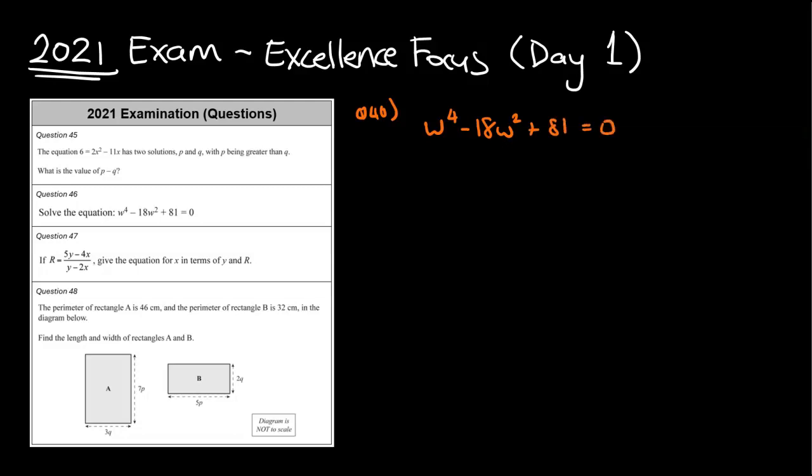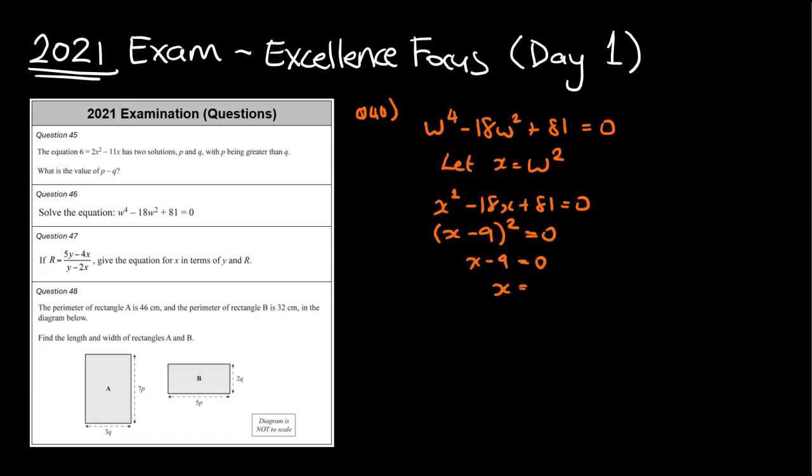So when I did this, I did something called solving with substitution. So what I'm going to do is I'm going to let x equal to w squared. So that means this here will become x squared, and this here will become x. So let's do that. So we've got x squared minus 18x plus 81 equals 0. This here is quite an easy quadratic to solve. That's going to be x minus 9 squared. And based on that, that's equal to 0, we're going to have x minus 9 equals 0. So x is equal to 9.